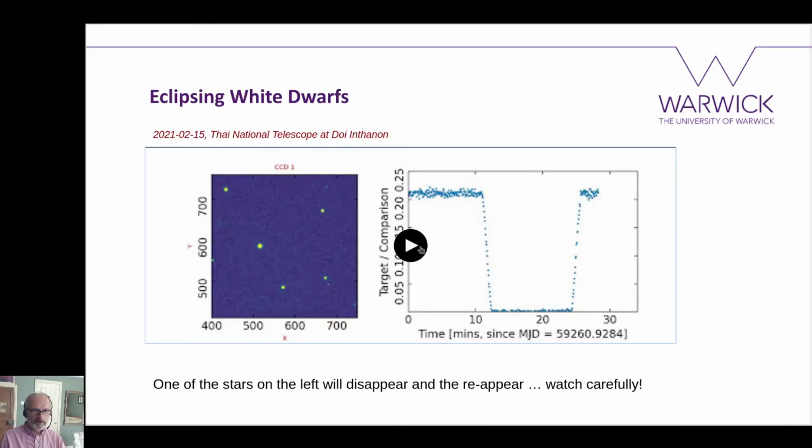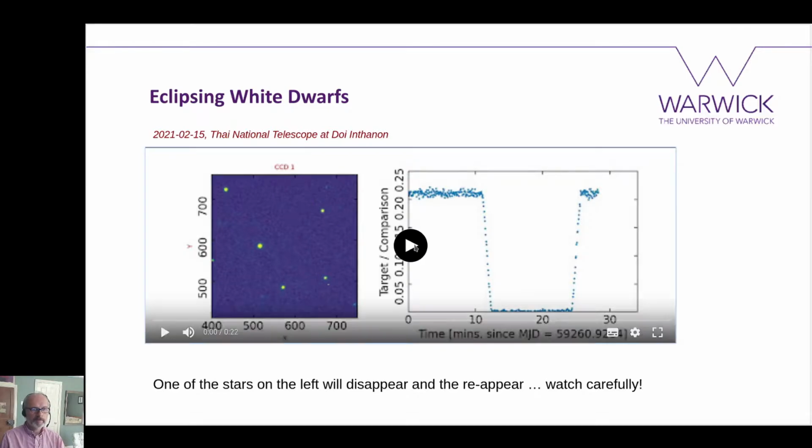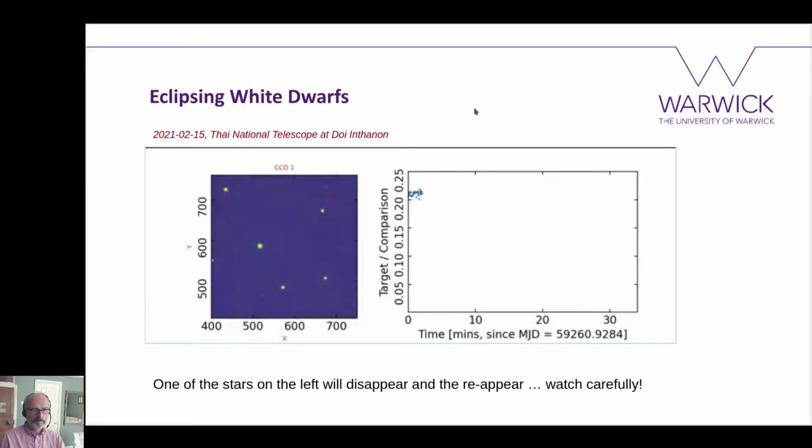I'll run it once more just in case you missed it. It's this object here. Have a look at it and you'll just see it disappear. This is a bit speeded up compared to real time. This whole thing takes around 12 minutes in eclipse, not just a few tens of seconds. Nevertheless, it's a fast variation.